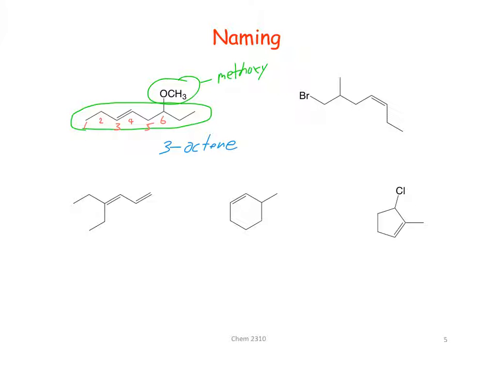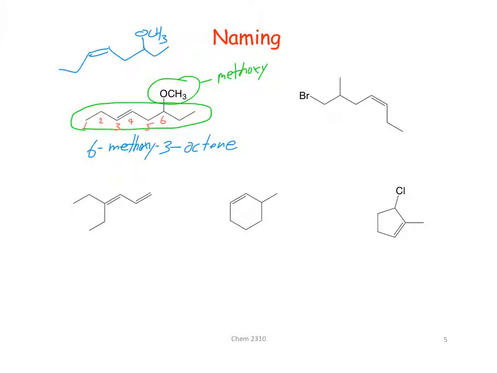Right, and it's at the 6th position. 6-methoxy-3-octene. All right, so in this case, is there another compound that could have the same name? Well, it turns out there is, right? Because we could have a stereoisomer that would have that same name, right? So we've got to designate which of these 2 stereoisomers we have, right?